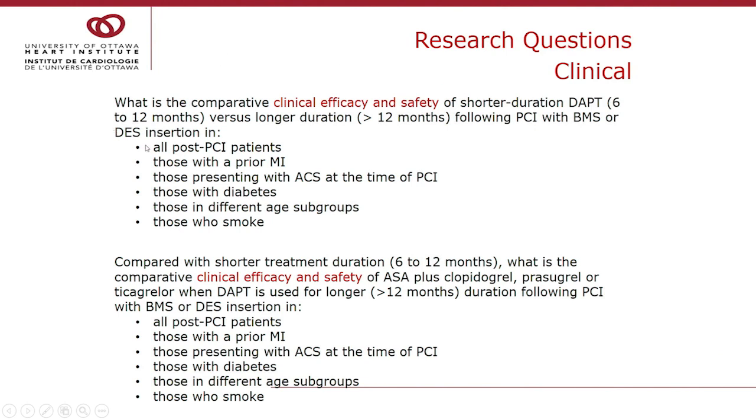And we want to look at that in all post-PCI patients. We also want to look into those 5 subgroups: those with a prior MI, those presenting with ACS at the time of PCI, those with diabetes, those maybe in different age groups, and those who smoke. We're going to repeat this particular objective by asking a similar question, but now specifically: what about clopidogrel? What about prasugrel? What about ticagrelor? Can we say something specific about those 3 different P2Y12 inhibitors? So that's the first two research questions.